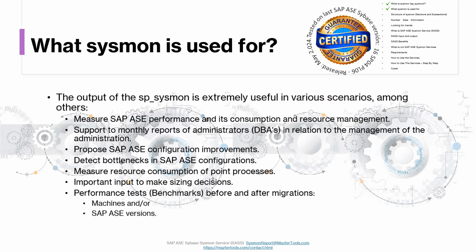The output of the SP_Sysmon is extremely useful in various scenarios. Among others: measure SAP ASE performance and its consumption and resource management, support monthly reports of administrators, DBAs, in relation to the management of the administration, propose SAP ASE configuration improvements, detect bottlenecks in SAP ASE configurations, measure resource consumption of point processes, important input to make sizing decisions, performance tests or benchmarks before and after migrations, i.e. machines and/or SAP ASE versions.